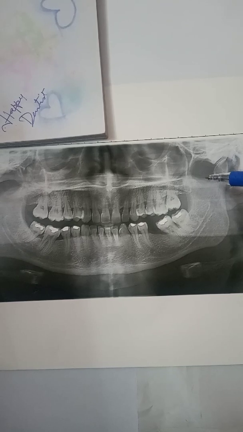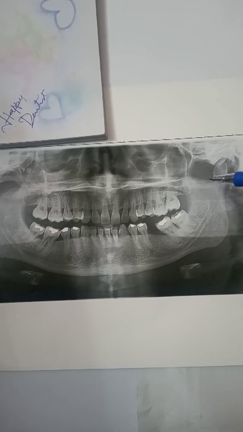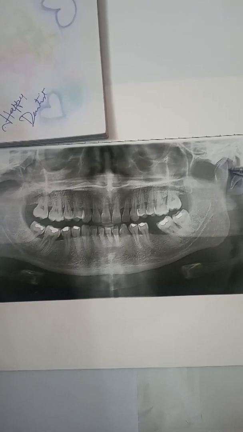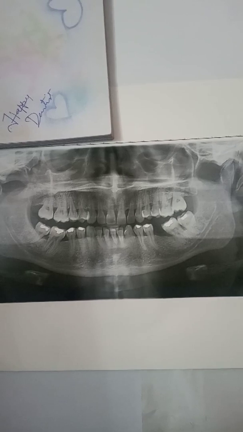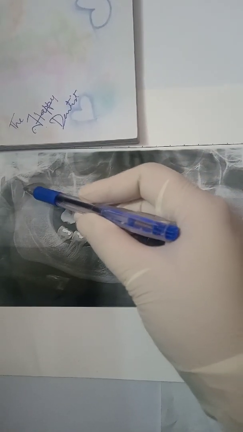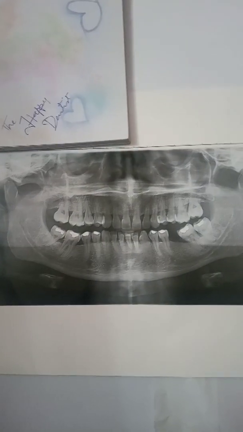The first landmark shown is the Styloid Process. It is also seen on the right side. This is the Styloid Process. It is continuous with the angle of the mandible.